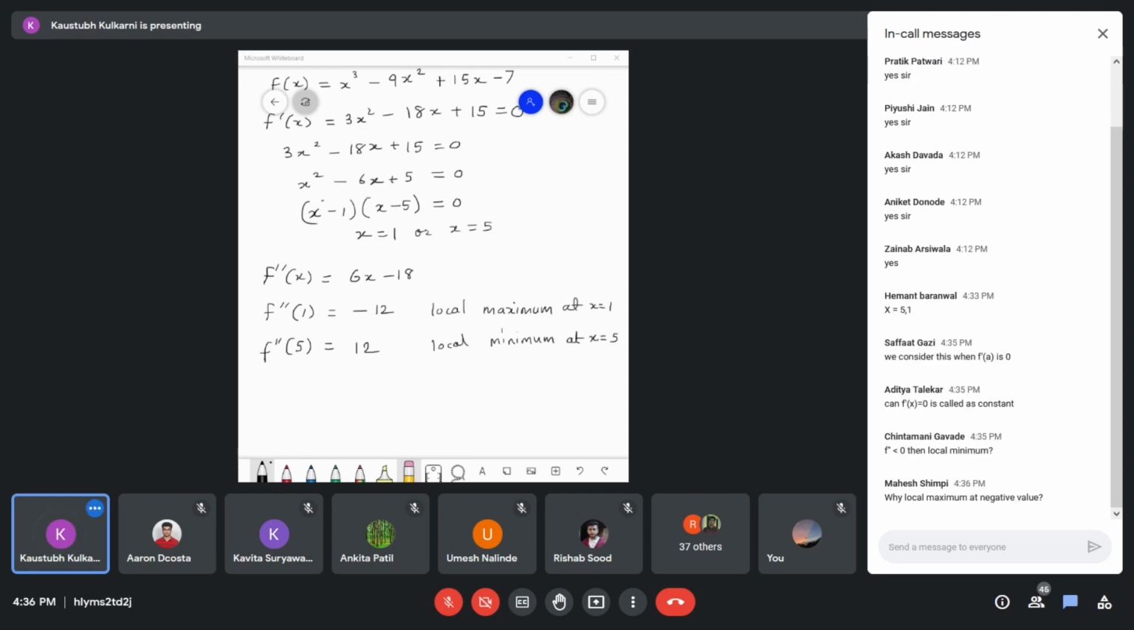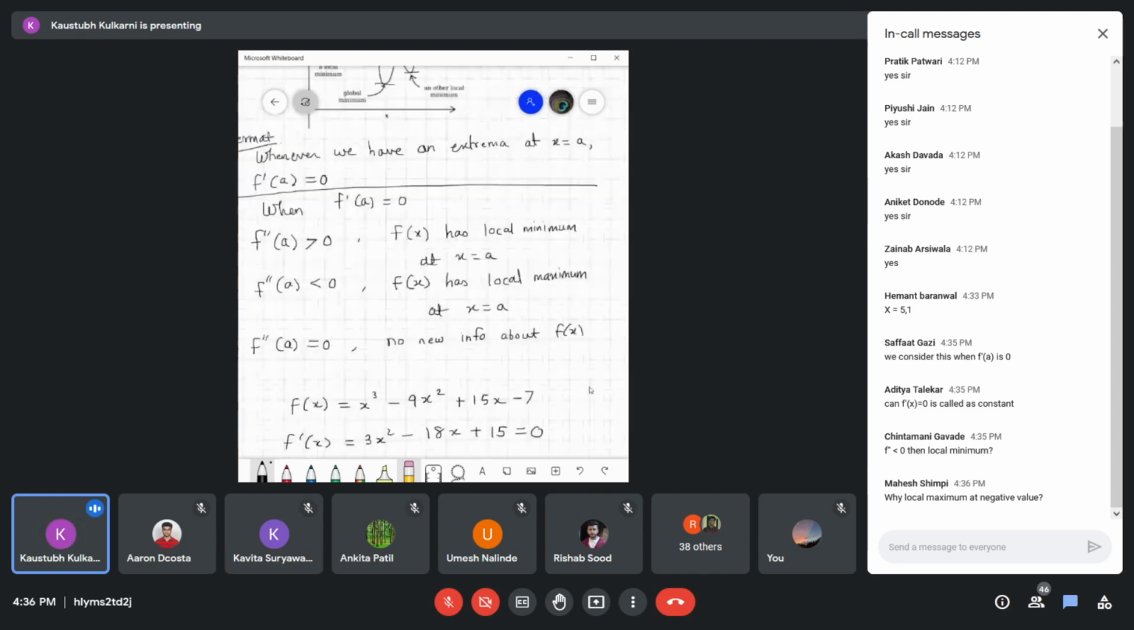Why at a negative value? Okay, I'll try to explain that. This is opposite actually. Opposite in the sense that when you get a negative value, it's a maximum, and when you get a positive value, it is a minimum. So first let's consider why it is a minimum.